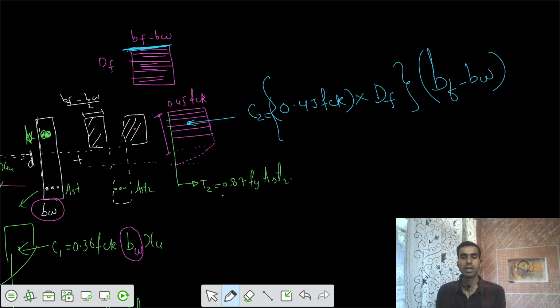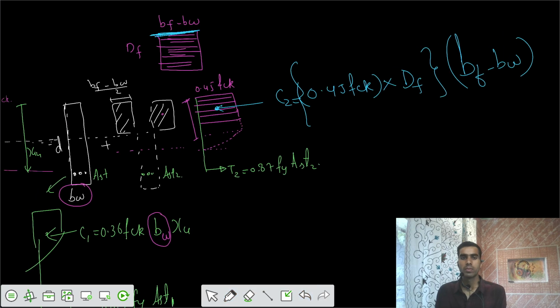We are not providing any ASC. This is the difference we have with respect to that DRB. Do you get this part? Because the stress is constant for this flange depth DF, constant stress. So I would say this total force C2 is equal to the area of the stress block times the section width of BF minus BW.